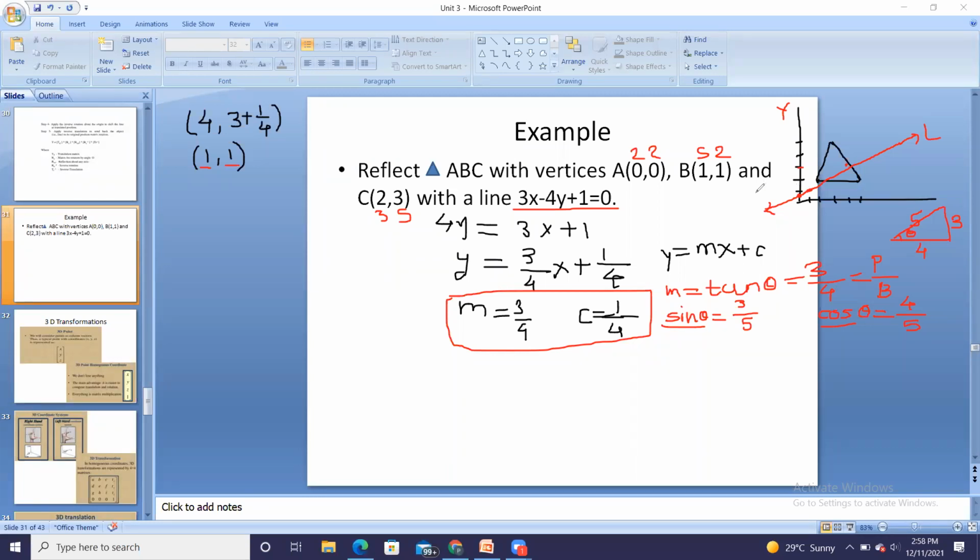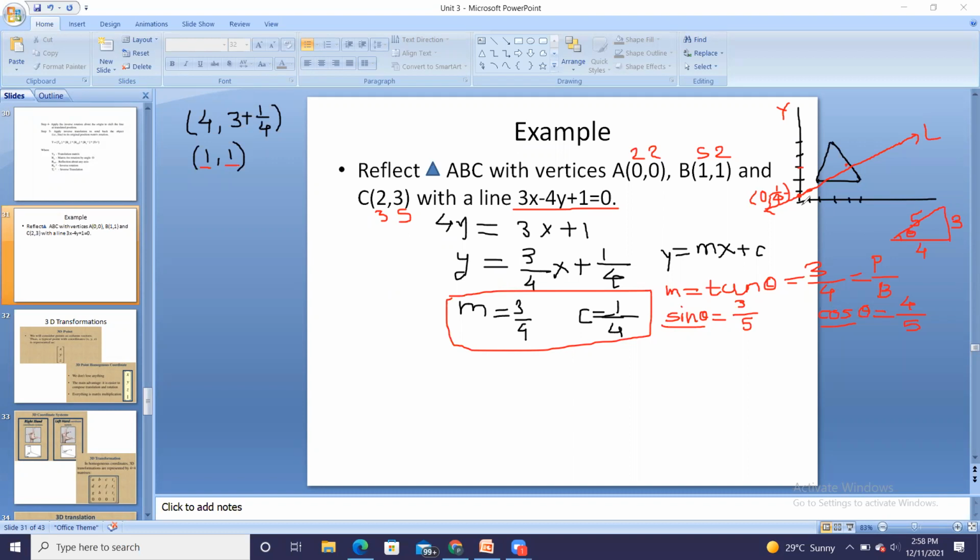X value, as it is intersecting y, X value is 0, right? And C value is 1 by 4. That means this intercept is 1 by 4. So this distance is 1 by 4. Okay, so it is a C intercept. So this point is having coordinate 0, 1 by 4.